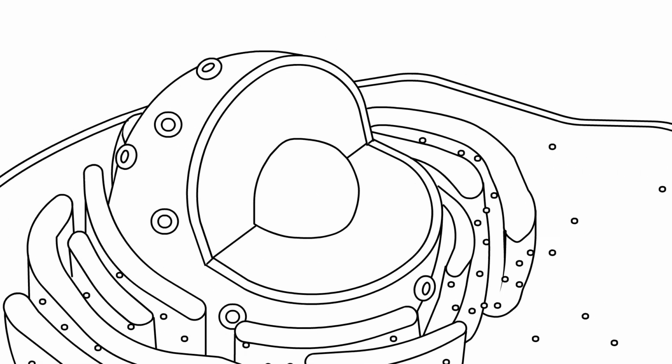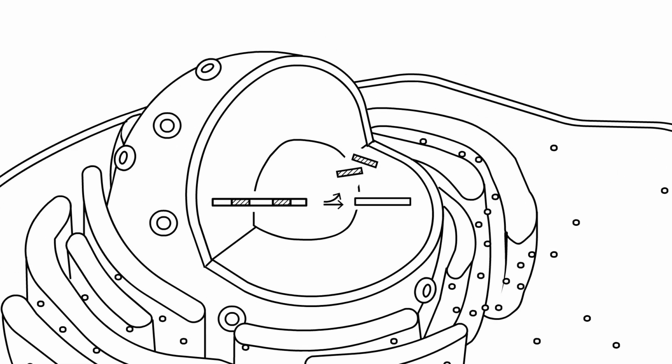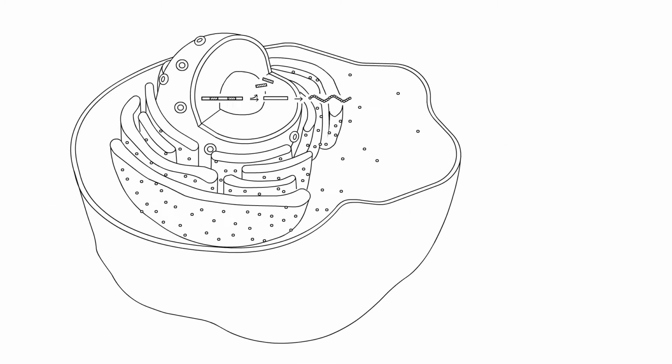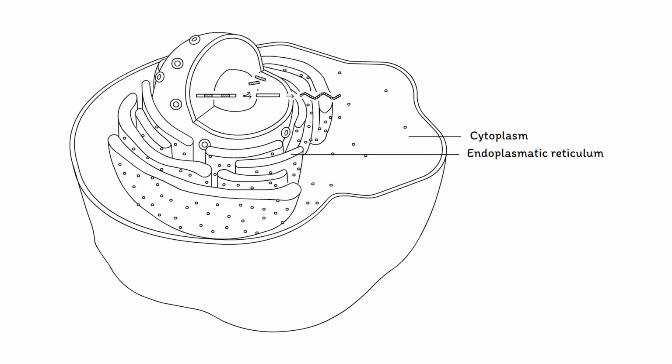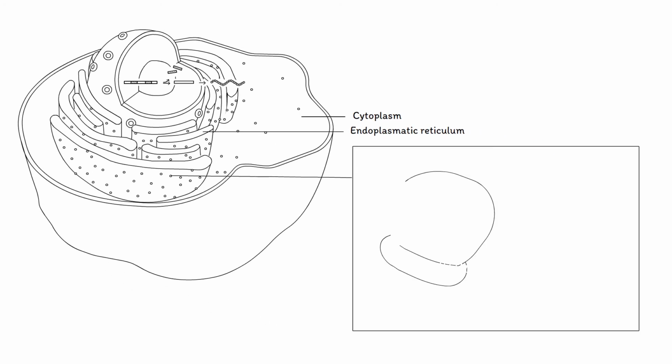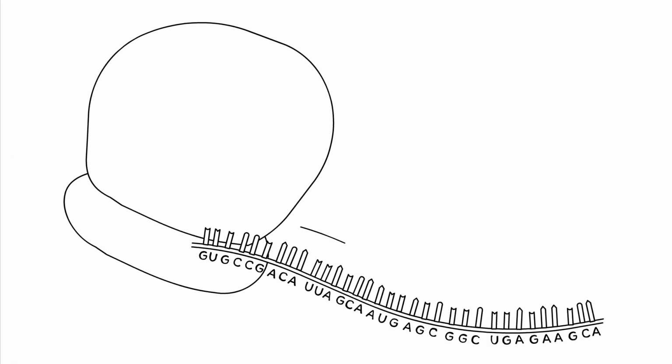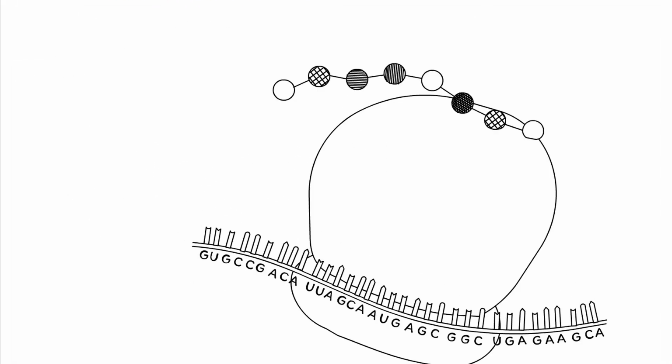Finally, the processed mRNA strand is transported out of the nucleus to be translated into a polypeptide chain. Translation occurs either in the cytoplasm or at the endoplasmic reticulum, where different components of the ribosome attach to the beginning of the mRNA strand to initiate the translation process.